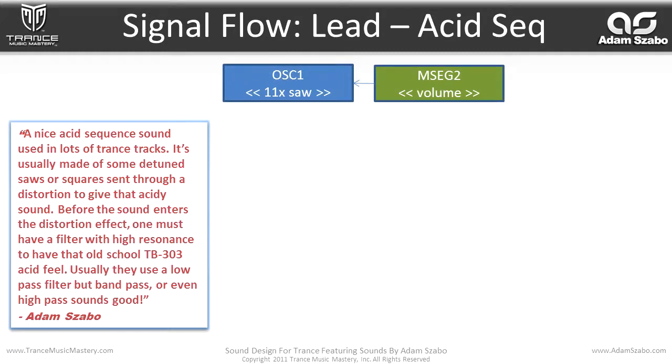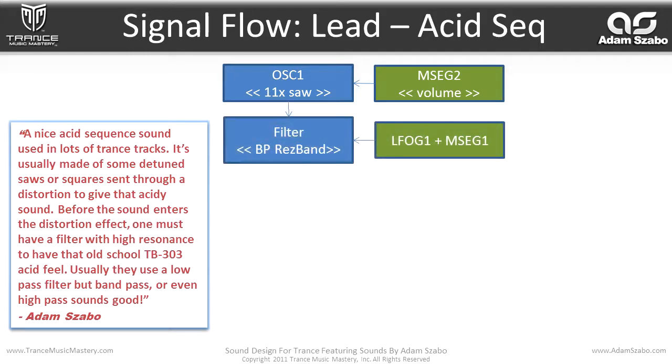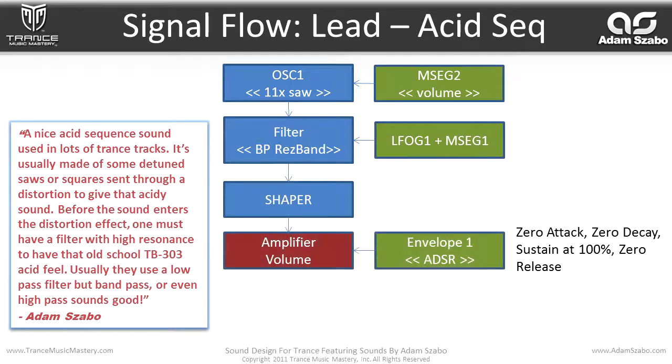So in this patch, Adam is using an oscillator with 11 stacked saw waves and modulating the volume of oscillator 1 with multi-stage envelope generator number 2. And then that flows into a filter, and here we have a bandpass res band type filter with the cutoff frequency modulated by a global LFO and multi-stage envelope generator number 1. And then that flows into a shaper to add distortion, and then through the amplifier with the volume being modulated by envelope 1 with 0 attack, 0 decay, sustain at 100% and 0 release. And then that flows into the effects and to the main output.